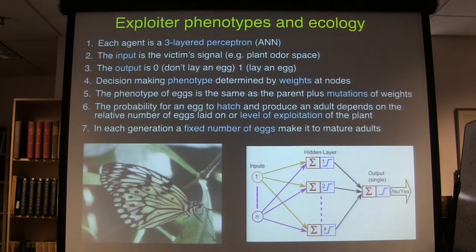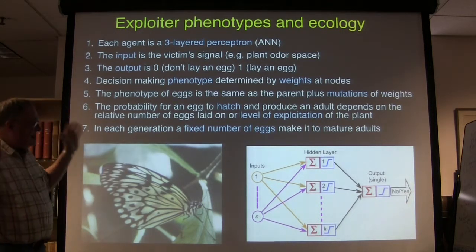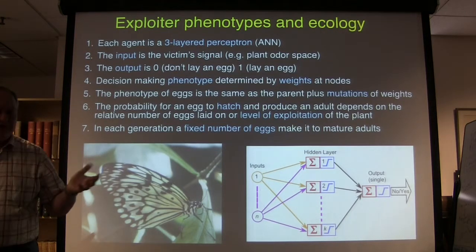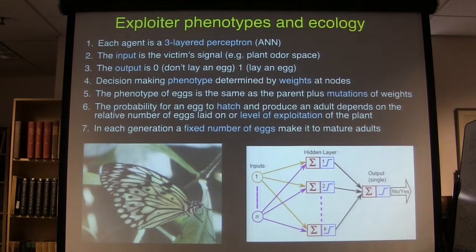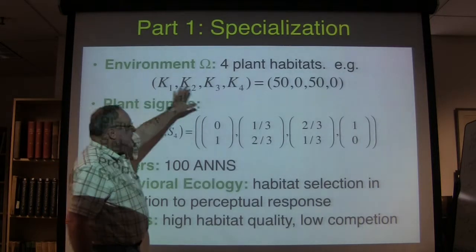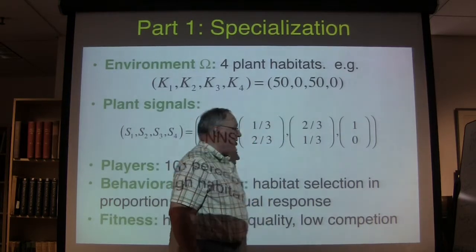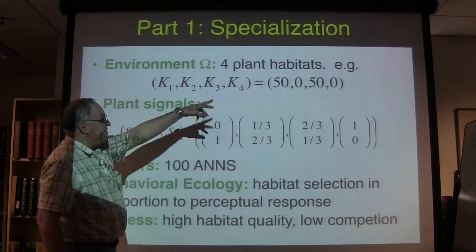So in each generation, a fixed number of eggs make it to mature adults. This is just a device to make the whole thing easy and not have any population dynamics. We have a certain number of individuals coming in, they lay a bunch of eggs, and the same number of individuals come out. So you might think this is an environment with a fixed carrying capacity. And so in our model we said, what happens if we have 4 environments? And we say, okay, this environment can produce 50 individuals, this one no individuals, this 50, this no. So we'll have a set of 4 numbers.